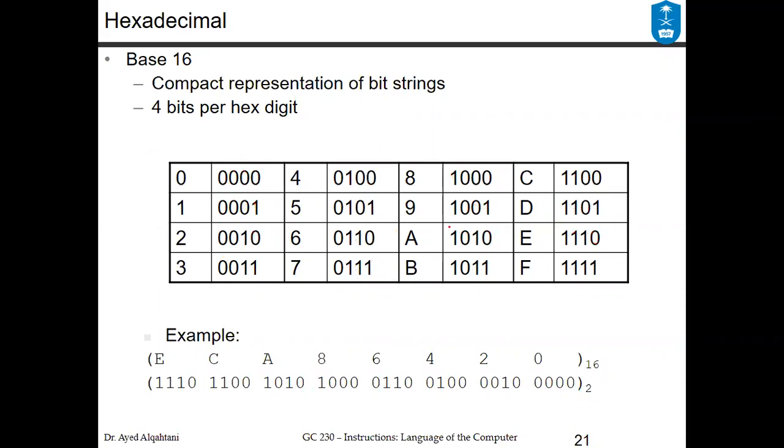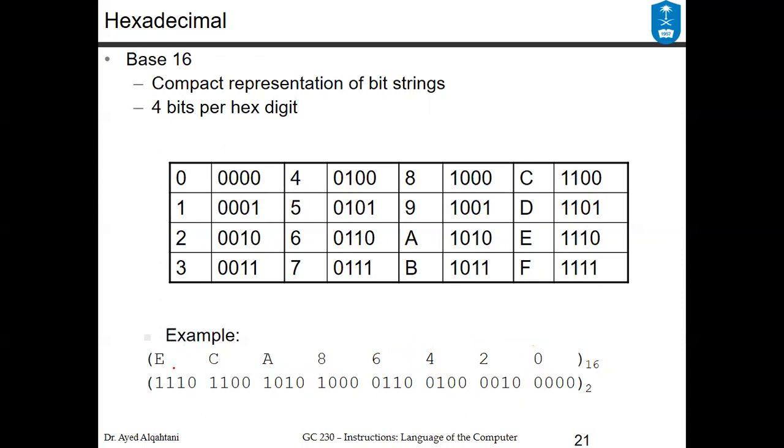So if, for example, we have this number in hexadecimal, now this would be 1 byte followed by another byte followed by another byte and another byte. Notice that we have 4 bytes, which means that this is a 32-bit number, or this is a word, a single word.